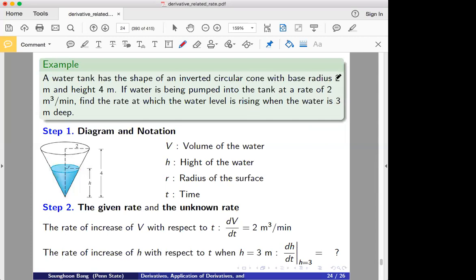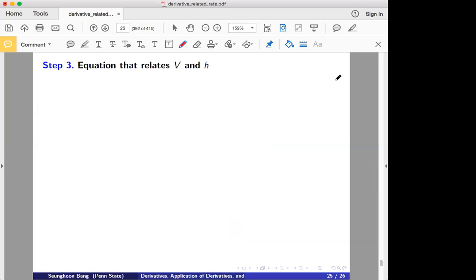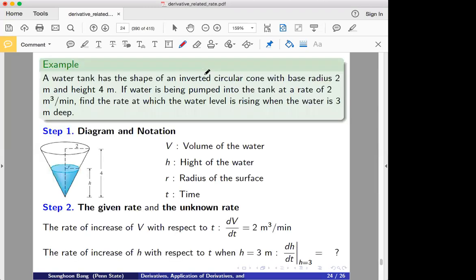The next is the equation that relates volume and h. So do you know what's the volume? What's the volume of this one? Yeah, 1/3 pi r squared h. You're right. The volume is 1/3 pi r squared h. Is that right?